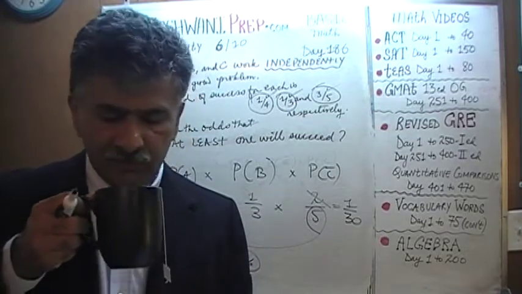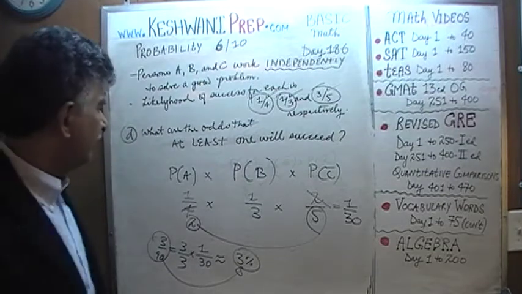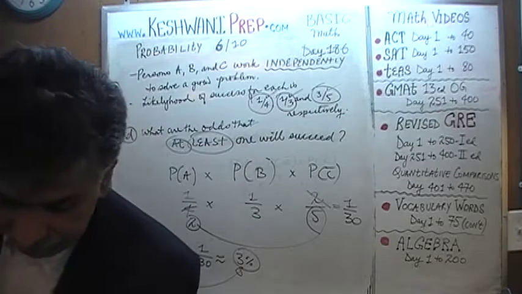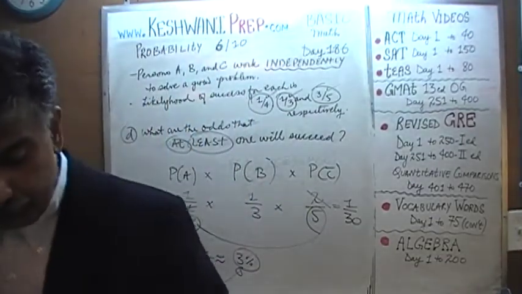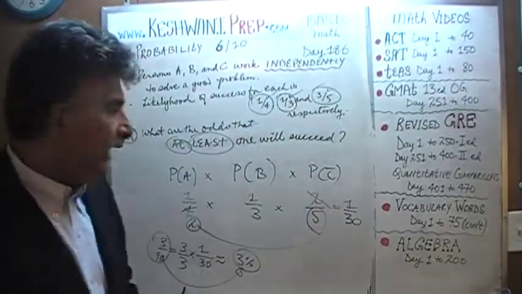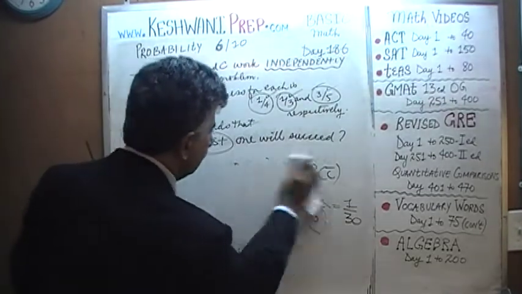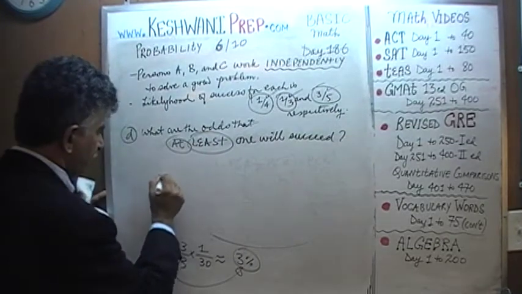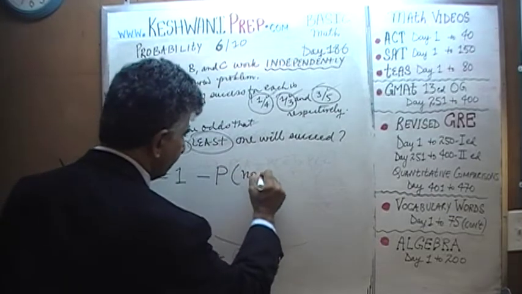What are the odds that at least one will succeed? At least one. We're not specifying who. The odds that at least one will succeed, we already talked about it, as a matter of fact, when we did the first problem. I think it was part A. I think I touched upon it. The odds that at least one will succeed has to equal 1 minus the odds that no one succeeds.